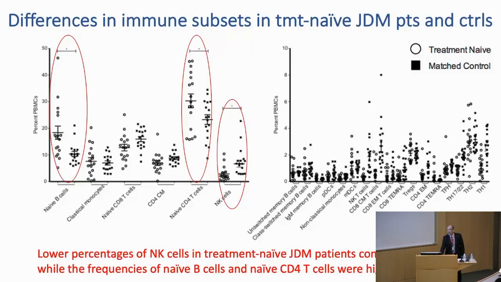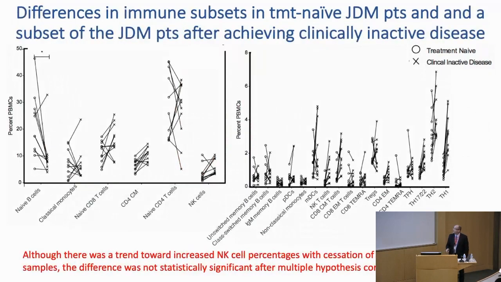So we were interested in what happened in the 11 pairs we had pre-treatment and in clinically inactive disease. And so we looked at those, and there was a decrease in the B cells. There's also a non-statistically significant decrease in the naive CD4 T cells, and an increase in the NK cells, which was also not statistically significant after correcting for these 23 comparisons. But 9 out of the 11 paired NK cells went up, and the level they went up to is indistinguishable from the controls.